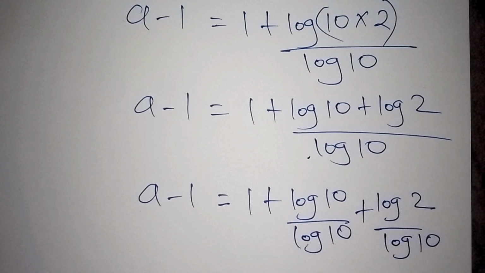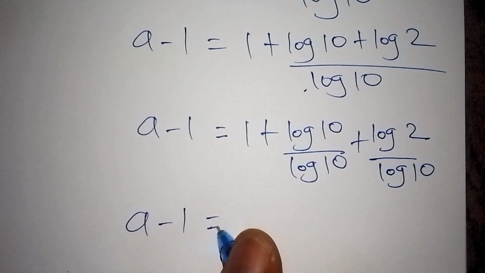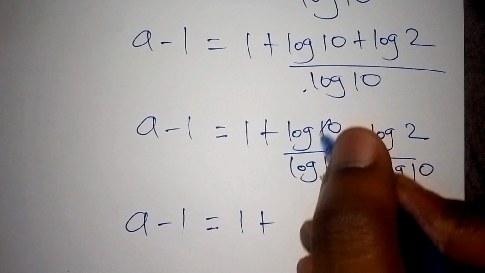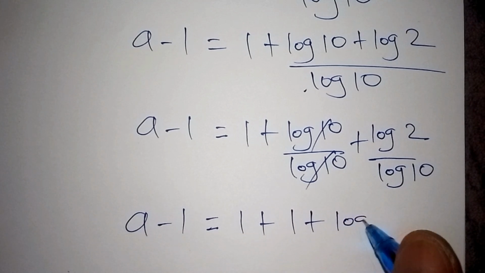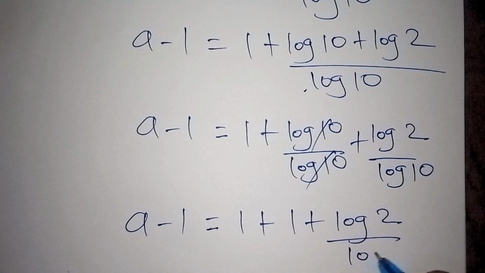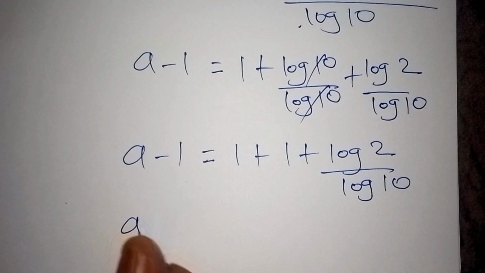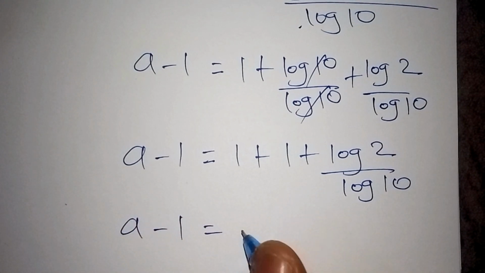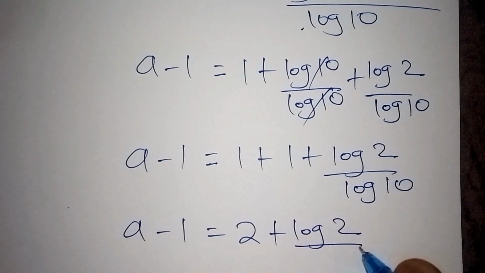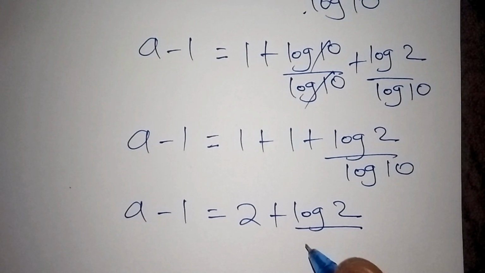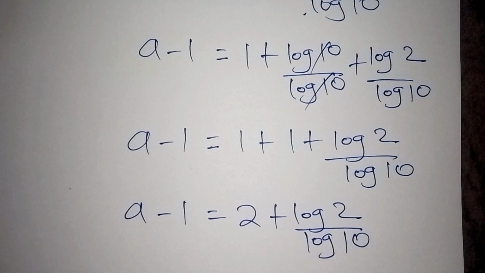So in this case now we shall say that a minus 1 is equal to 1 plus, so the log of 10 and the log of 10 shall cancel each other, so now we shall have 1 plus 1 plus the log of 2 all over the log of 10. So here now we shall say that a minus 1 is equal to, so 1 plus 1 is 2, so we shall have 2 plus the log of 2 all over the log of 10. So this one is not yet the answer, so let's proceed.